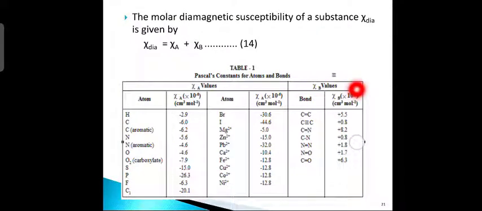Now, the molar diamagnetic susceptibility of a substance is given by, okay, what is the formula for that? This is the formula: χ diamagnetic is equal to χA plus χB, let it be equation 4. And these are the Pascal constants for atoms and bonds. Okay, you can see here the different Pascal's constants for atoms and bonds.